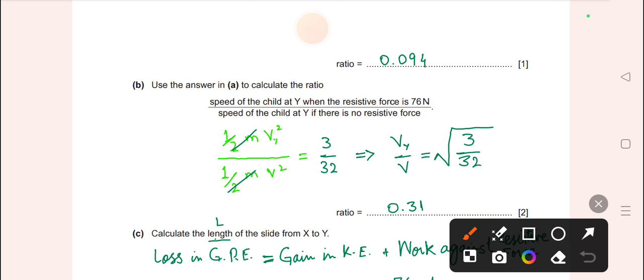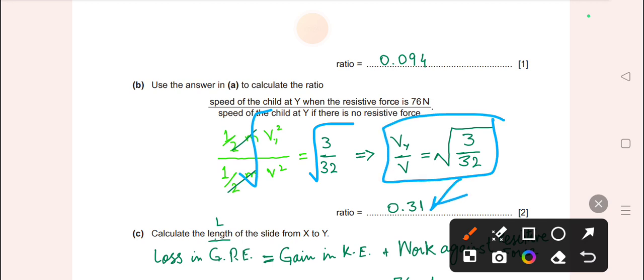The kinetic energy is half mv squared. The first one is with resistive force, that is Vy. You can name it Vr, V1, just to make it different from when there is no resistive force. So on both sides the half m will be cancelled, and we get the ratio of v squares: Vy squared over v squared is equal to 3 over 32. We wish to find the ratio of speeds, not their squares. So we will take the square root of both sides, and this will be your answer, right?